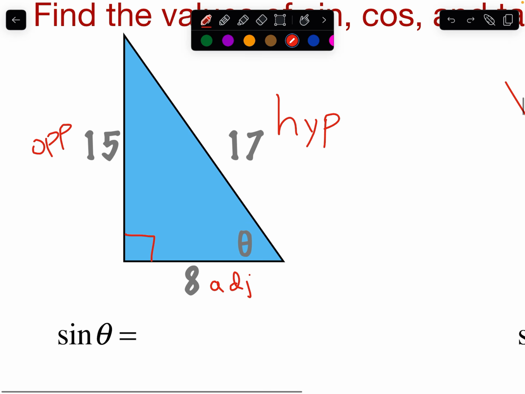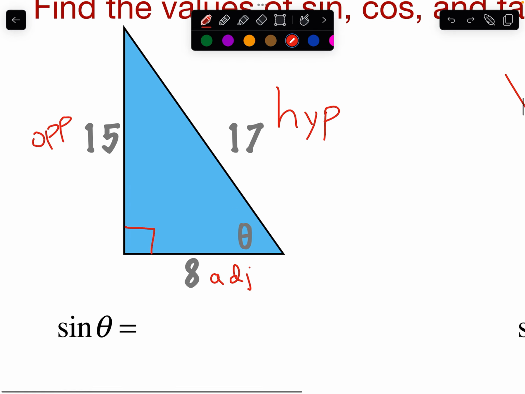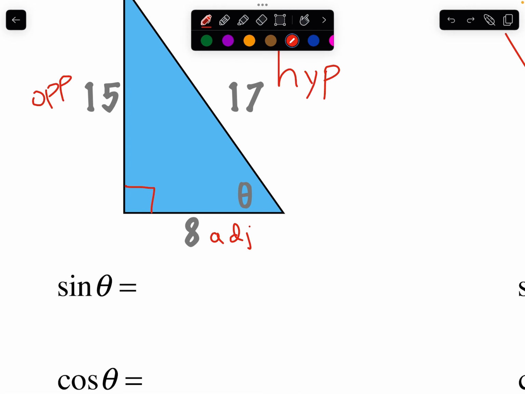Now, the opposite and adjacent sides would switch if we were considering this angle up here. Now, all of a sudden, the opposite side is 8 and the adjacent side is 15. So we've got to keep everything relative to the angle in question. Now that we've identified those three sides, let's fill in our ratios here.